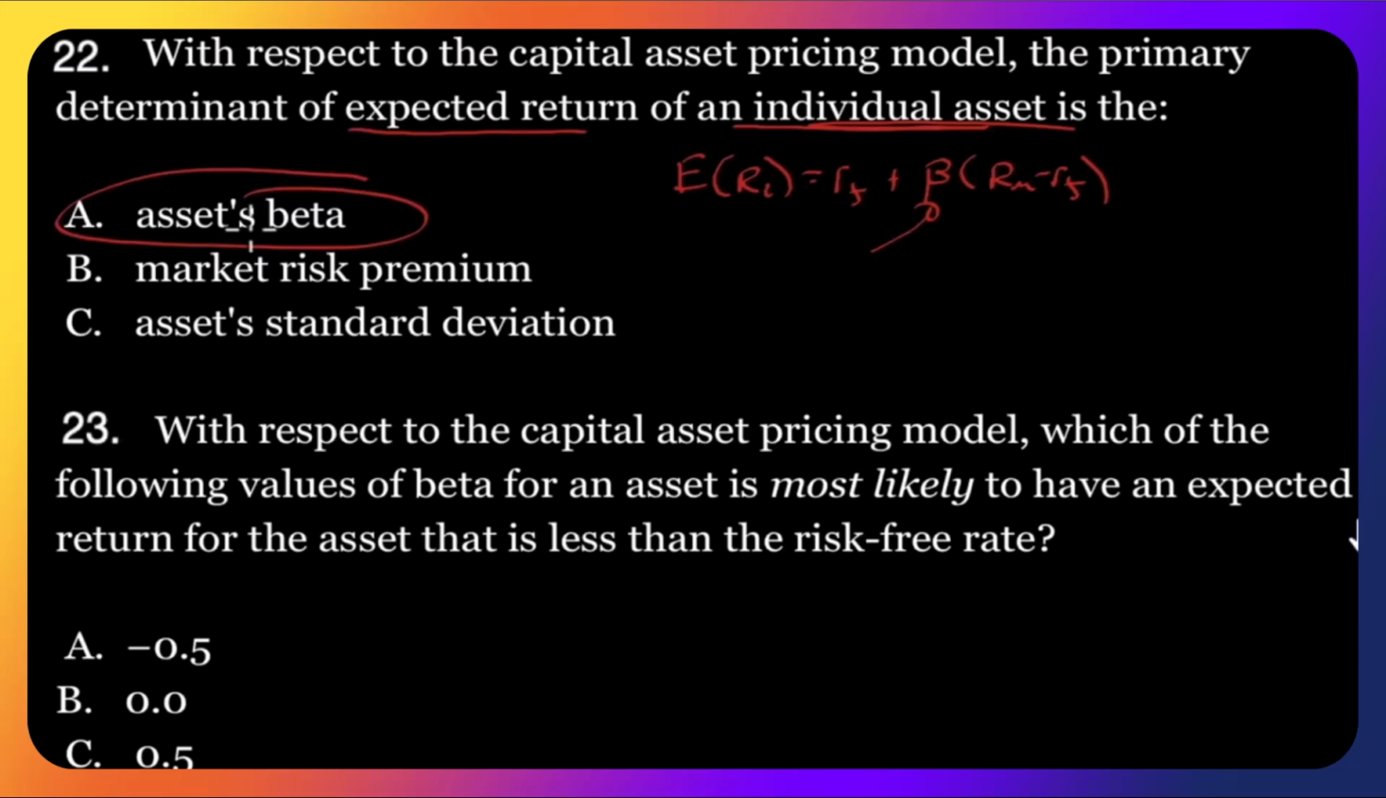With respect to the capital asset pricing model, which of the following values of beta for an asset is most likely to have an expected return for the asset that is less than the risk-free rate? So we're going to need RF minus something if we're going to have an expected return less than the risk-free rate. Well, the term in the brackets, RM minus RF, we don't know if that's going to be positive or negative. The only thing that will most likely lead to a negative is a negative beta. Do we have a negative beta anywhere? We only have one. We'll take it.